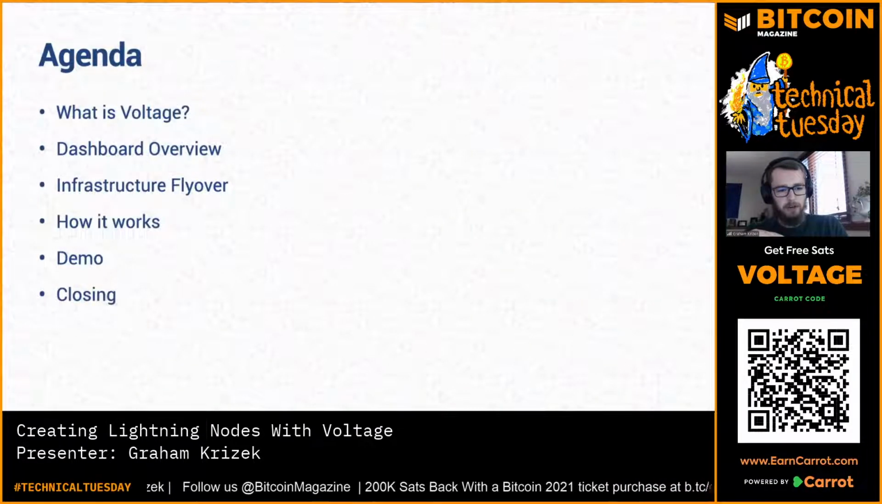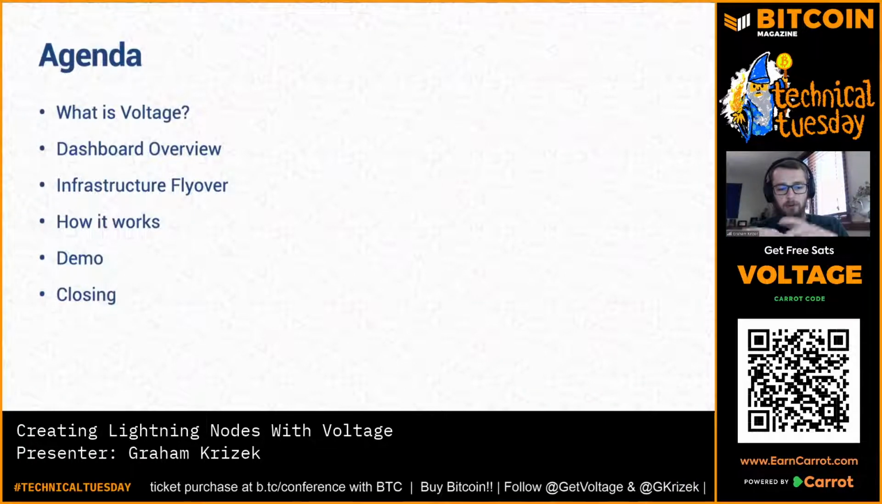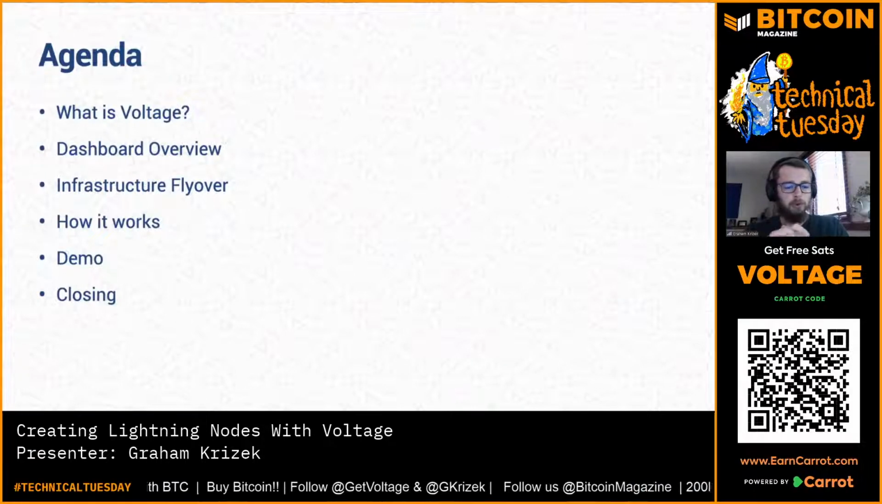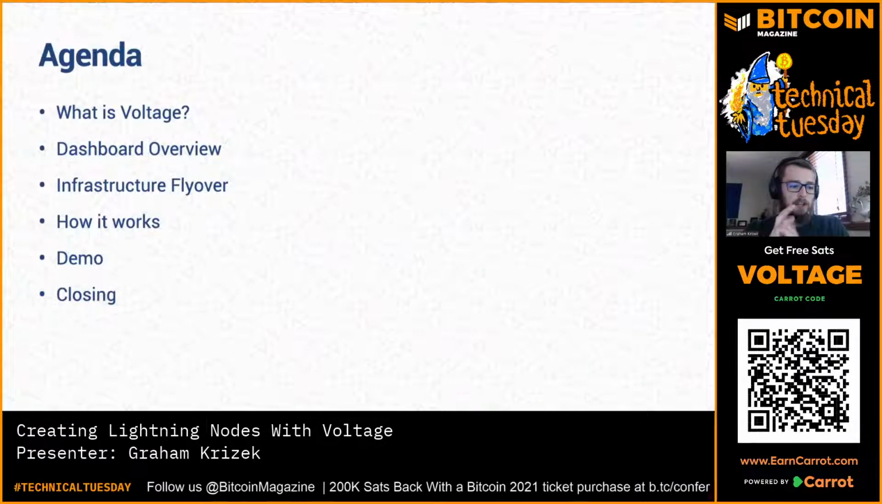So first, we'll cover at a high level what is Voltage. What services do we provide? What kind of things you can receive on our platform. We'll go over our dashboard, which is our central hub of how you manage your nodes and the central point into our platform. We'll do an infrastructure flyover, a pretty high level view of how our infrastructure is set up, and then go into how it works. And then we'll, of course, do a demo and then have some closing remarks.